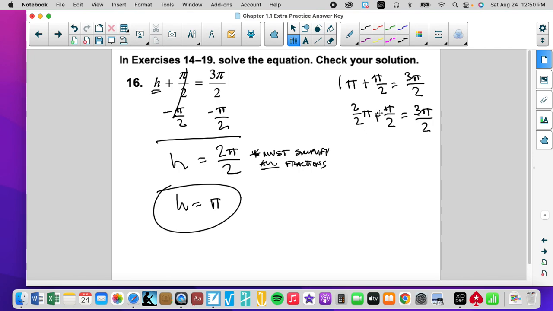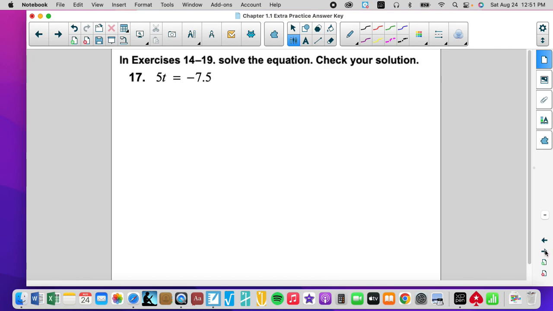So 2 pi over 2 plus, so same denominators. So 2 pi plus pi gives me 3 pi over 2. And yeah, that worked. So that's good. This is the answer, even though I made a little bit of a mistake there.